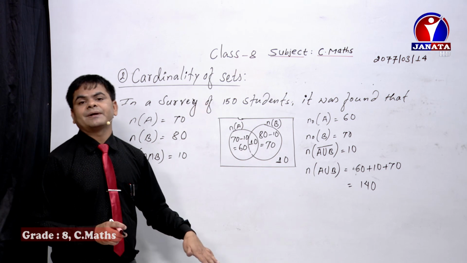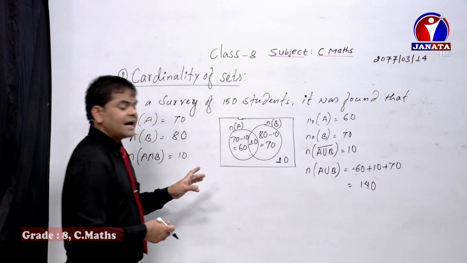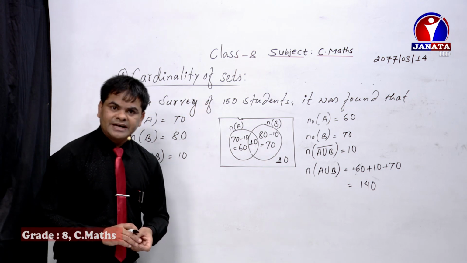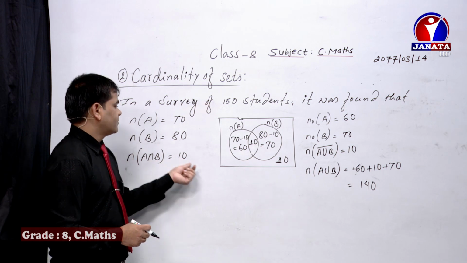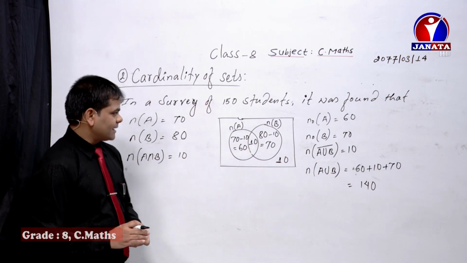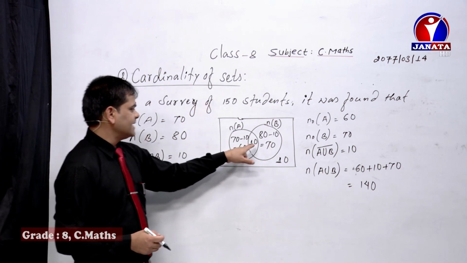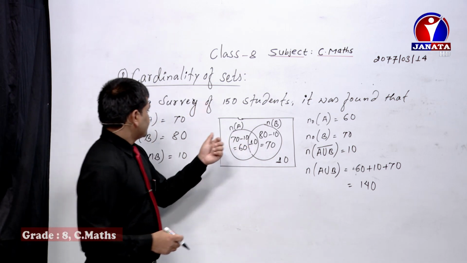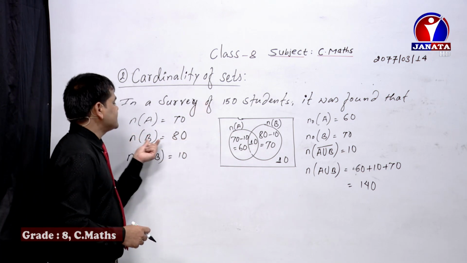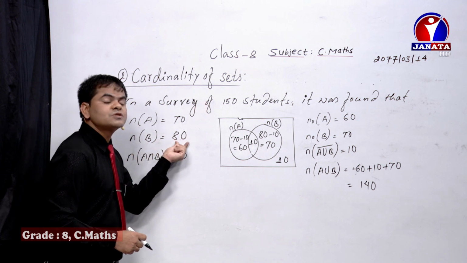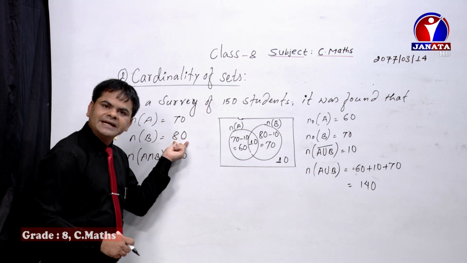So if we want to represent this information in a Venn diagram, at first we need to see the middle value, the intersected part. As it is mentioned here, we plot that value in the common area of both sets as 10. And dear students, what do we mean by this? I have already told you, in the B circle there must be 80. It means in the B circle the value should be 80.